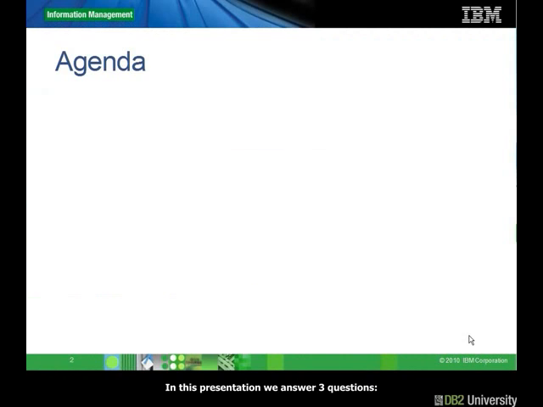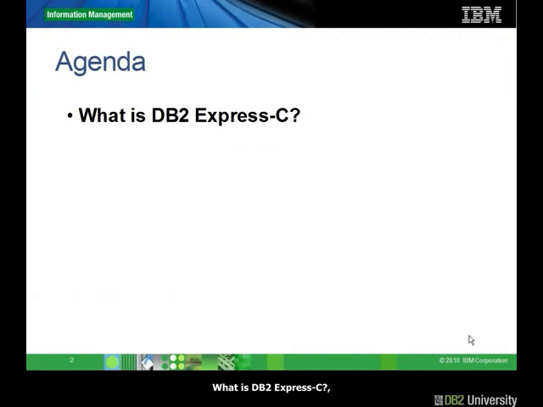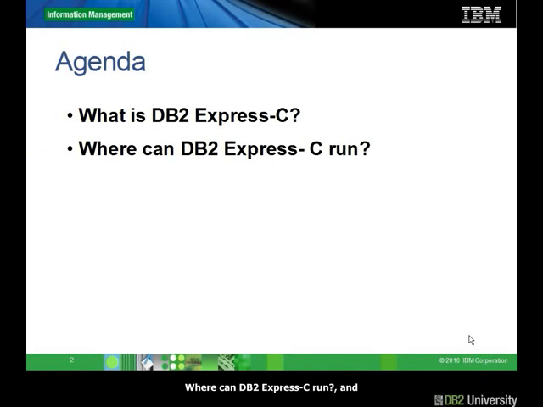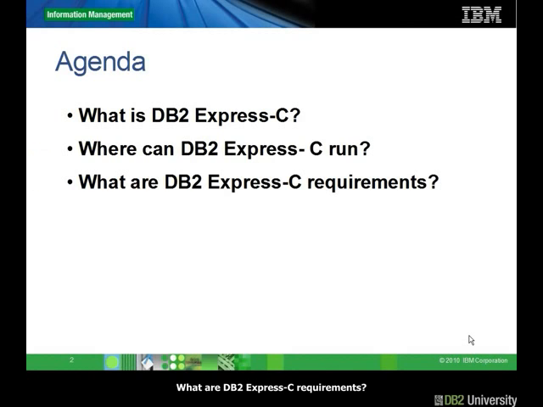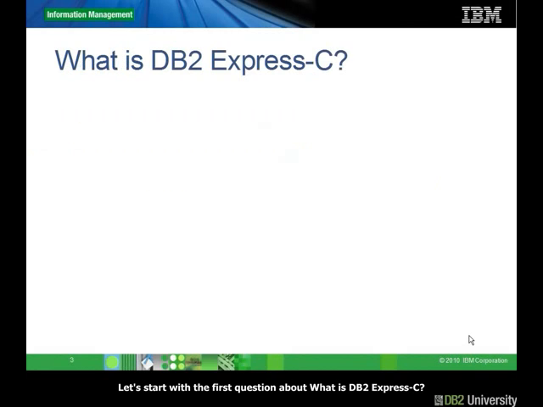In this presentation, we answer three questions. What is db2express-c? Where can db2express-c run? And what are db2express-c requirements? Let's start with the first question about what is db2express-c.